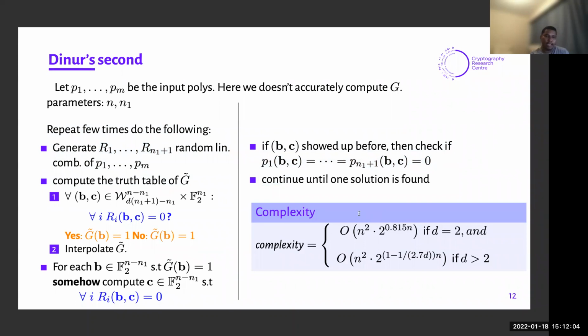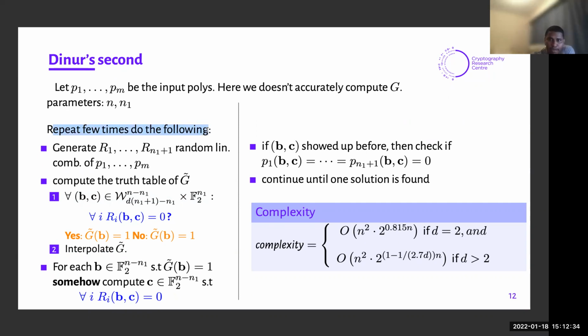And as you can see here, we don't have recursive calls as in Kronecker and in Dinur's 1. Even though I didn't mention it, we have to do a recursive call of another algorithm. But we don't have recursive calls. We just have interpolation, which is basically the computation of a zeta transform. We have a brute force part, which is very easy to estimate the complexity of. And we repeat the algorithm a few times.